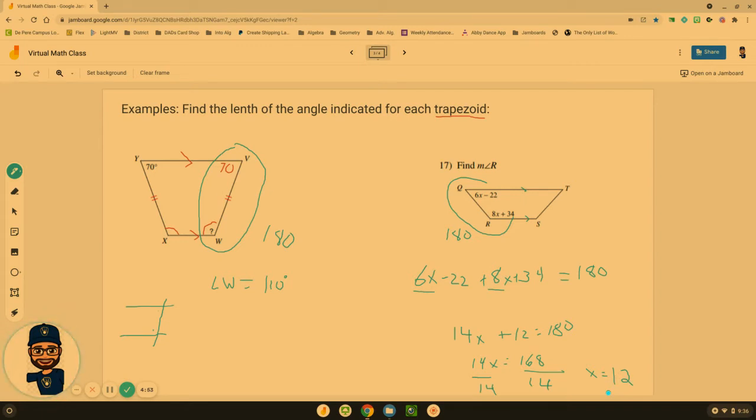Now, what we have to be careful of is to make sure that all they're asking us. Well, notice, they want me to find the measure of angle R.